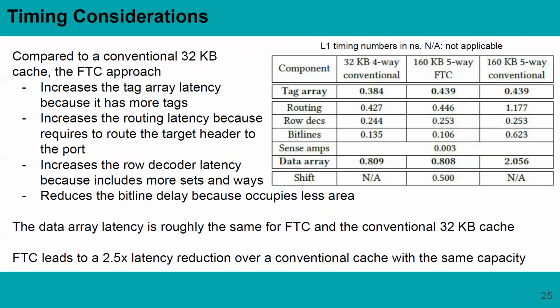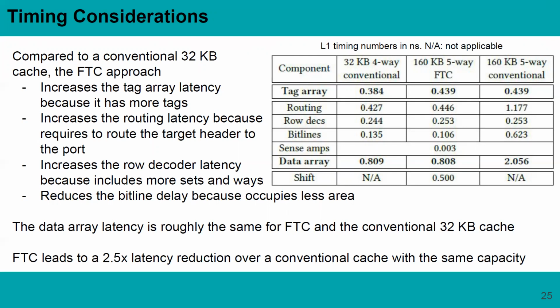Similarly, the routing and row decoder latency is slightly increased for the FTC. This is mainly due to FTC requiring to multiplex the proper header to the access port of the cache, and FTC including more sets and ways. On the other hand, the bit line delay is reduced in the FTC because it occupies 6% less area than the 32 kilobyte SRAM cache.